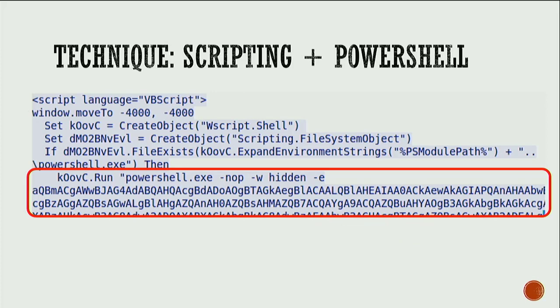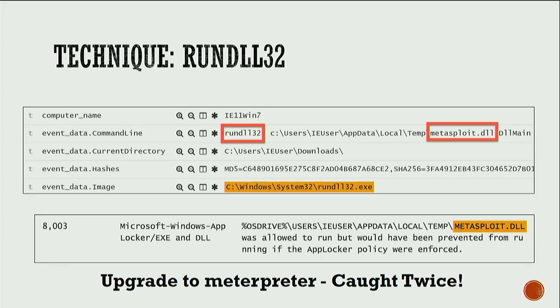So here's what happened here. Two different techniques, scripting and PowerShell. This macro was VBS, or well, VBA, and it ran PowerShell encoded. So two different techniques. It hits here on this attack, and it's very easy to catch them. What this did was actually run rundll32, and it used a Metasploit DLL to get around it. So this shows up very easily in the command line.